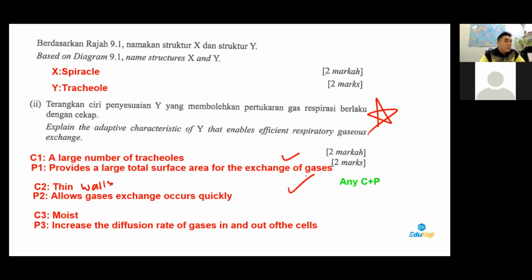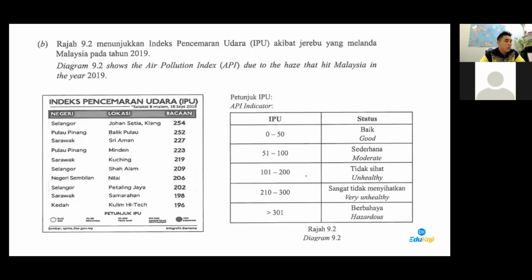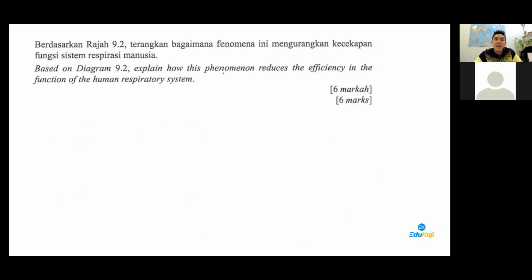Okay, next. This is the API indicator. API is air pollution index. To be a bit straightforward, Malaysia has been facing haze problems since 2012 or 13, because of the forest fires. I think there's lesser haze ever since the pandemic started. Anyway, we're not here to talk about Malaysia's haze. Guys, let's look at the question.